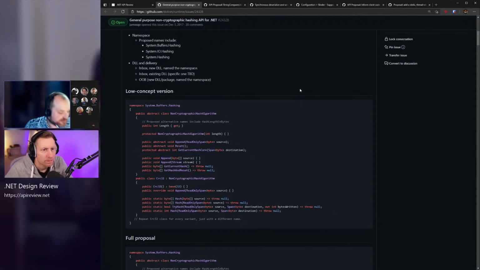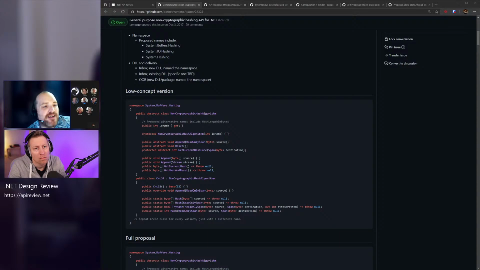Is System.Buffers.Hashing going to be discoverable? Is Stack Overflow discoverable? Well, I mean, okay, that assumes it's going to be just Buffers hashing. Personally, I prefer System.IO for this. System.IO or System.IO.Hashing? Well, System.IO.Hashing. Okay. I mean, Buffers is hiding it even more.